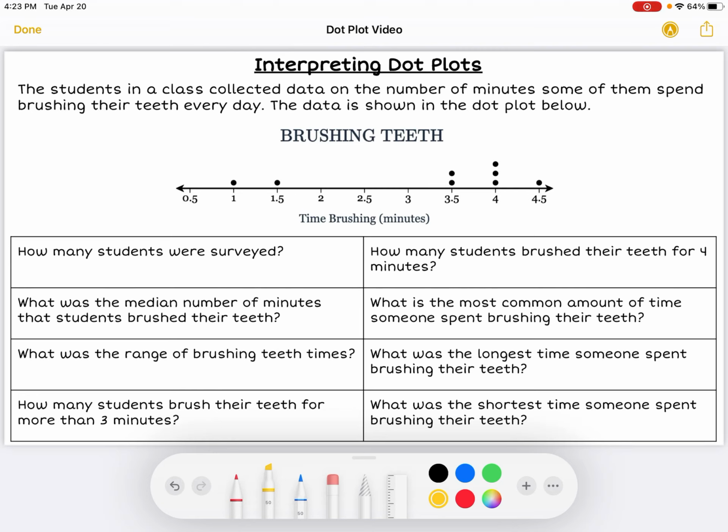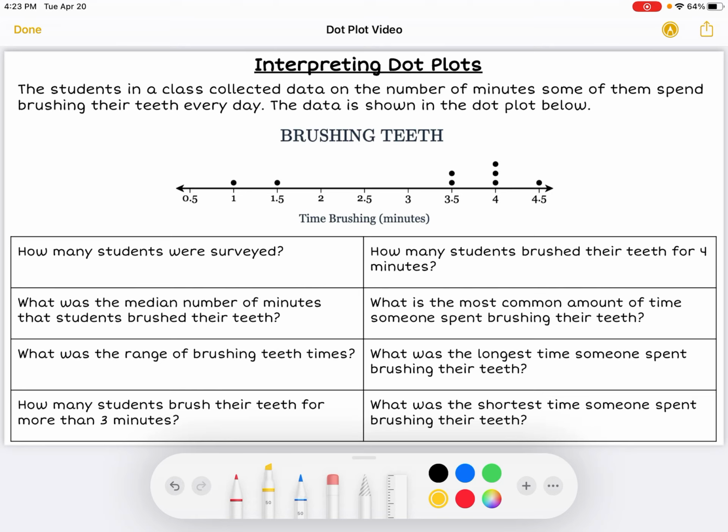So on our number line, the numbers are going by halves, and the numbers represent the time spent brushing their teeth in minutes. And then each dot represents a person who they asked this question to, and the dot goes at whatever amount of minutes they said they spent brushing their teeth.